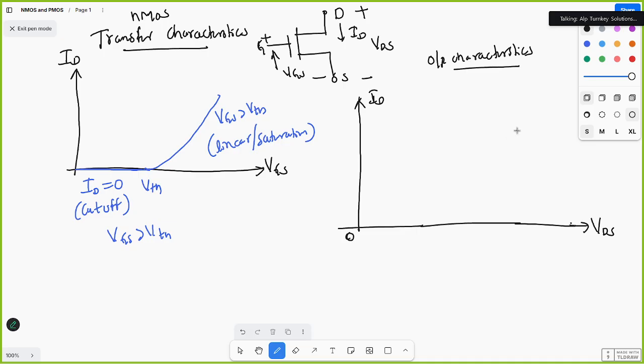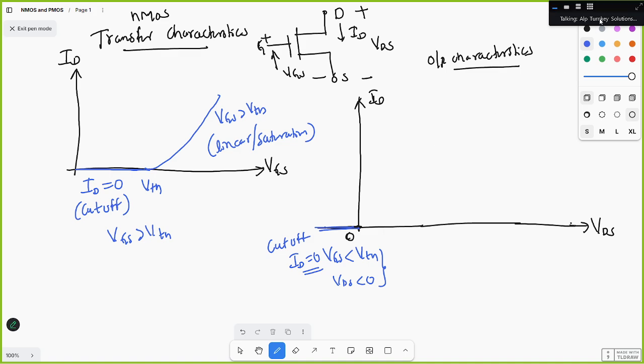Here this is 0. When VDS is less than 0, what is the cutoff region? Let us take this as the cutoff region. The condition is VGS is less than VTN and VDS is less than 0. You are not applying any voltage. So this region is the cutoff region, which means ID is nearly equal to 0. There is no drain current.